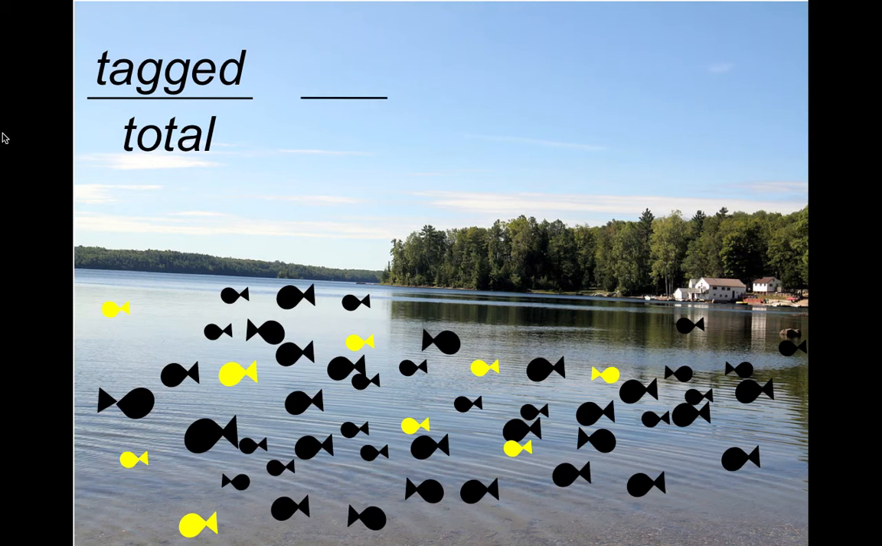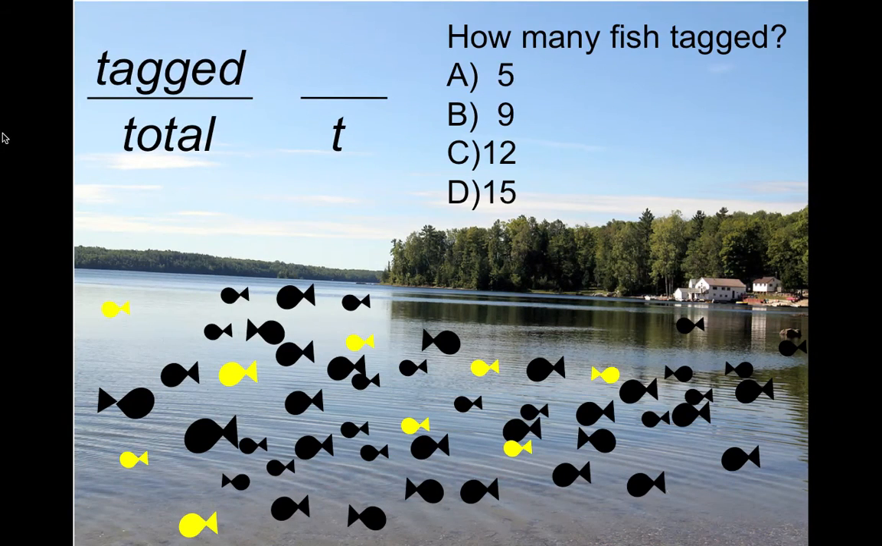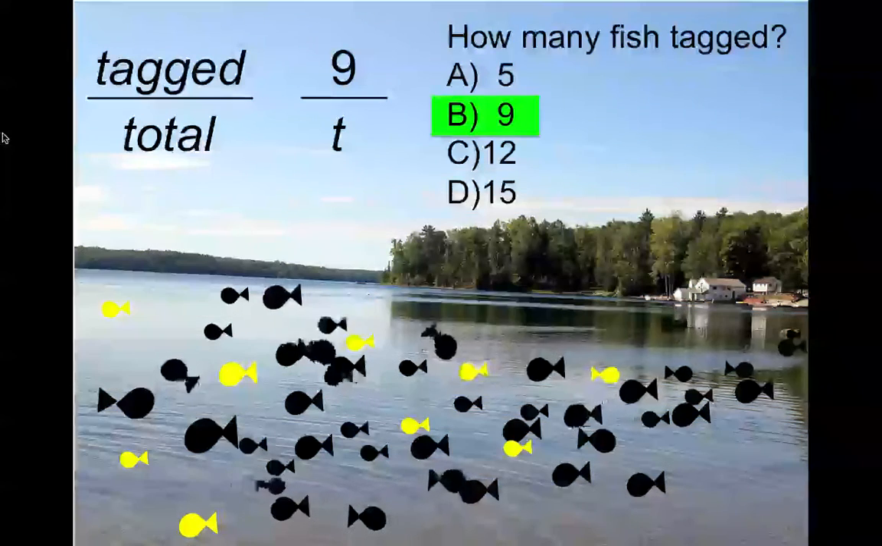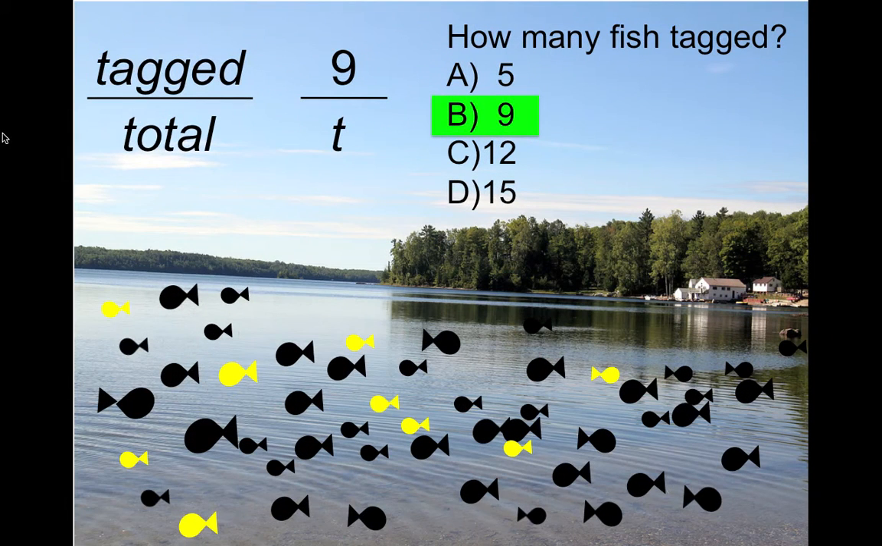The total fish in the lake is what we want to find, so let's give it a letter. Let's call it T. How many out of the total are tagged? Just by counting that first batch, we know that 9 of them are tagged. So then all they do is wait. They wait a few days or a few weeks until the fish mingle, swim around, visit their fish buddies, and they get all mixed up in the lake.